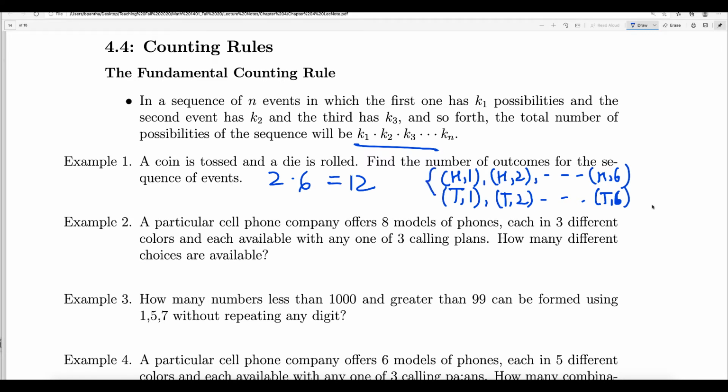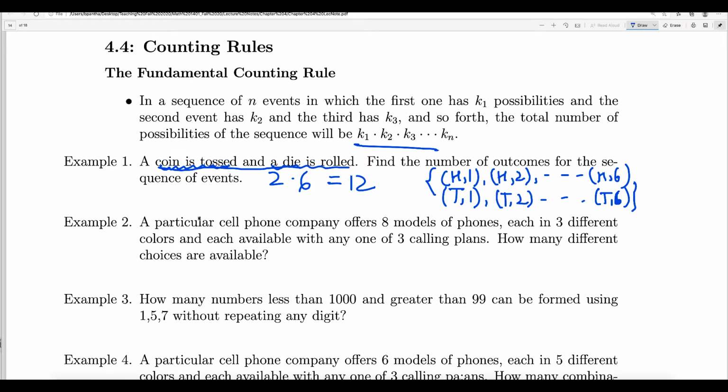Okay, the total number of possibilities in the sample space. So what it says is, you don't have to list all those outcomes. What you can do is find the number of possibilities in the first event and the number of possible outcomes in the second event, and you multiply them. Okay, that's how we find it.